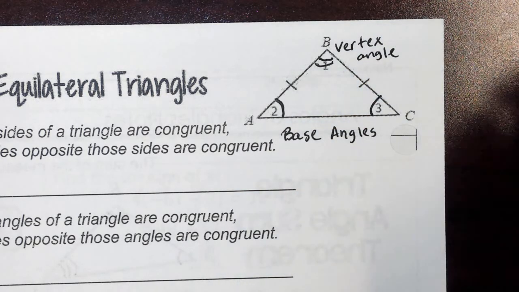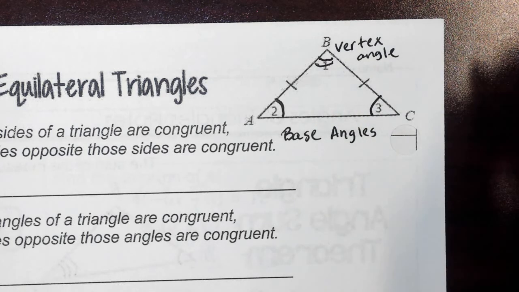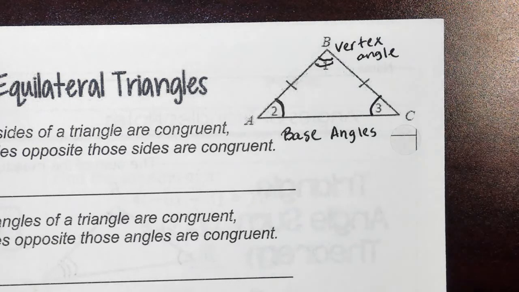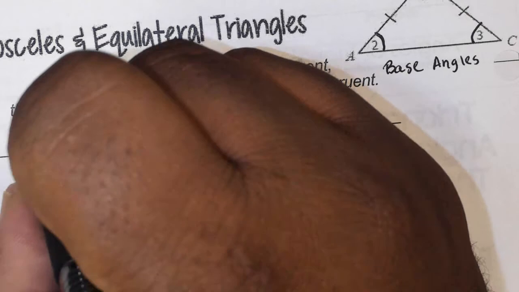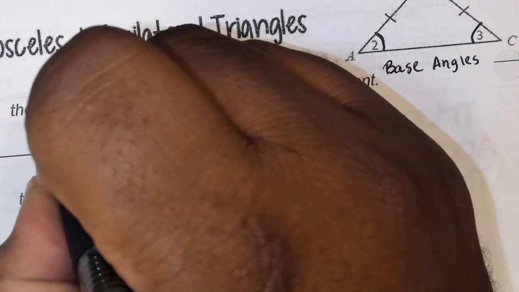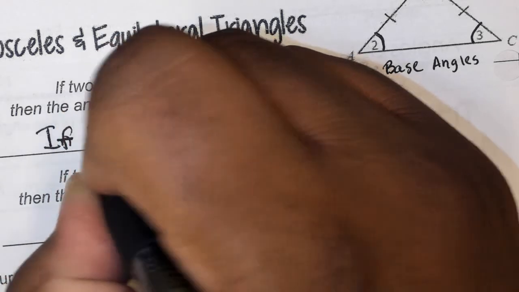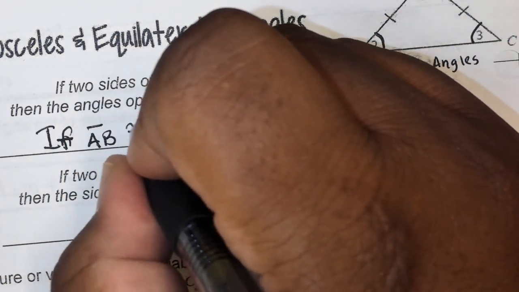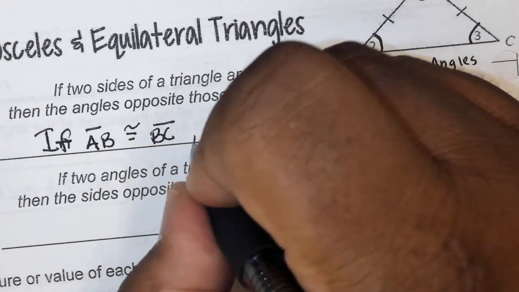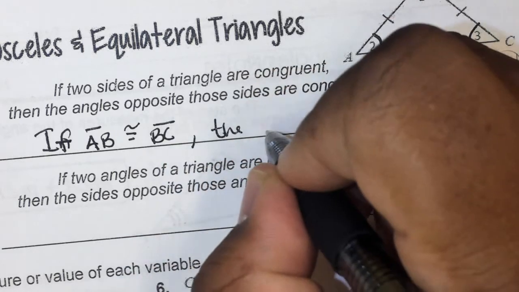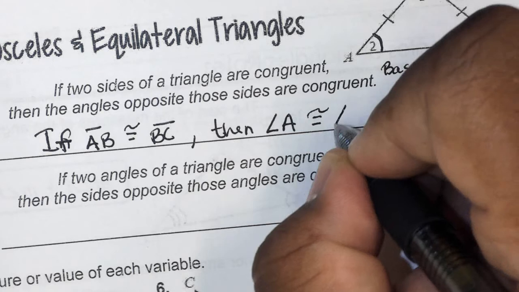But these two down here we call base angles. They're congruent to each other. This one isn't. Alright. So, putting the theorem in words, it says if segment AB is congruent to segment BC, that means then angle A is congruent to angle C.